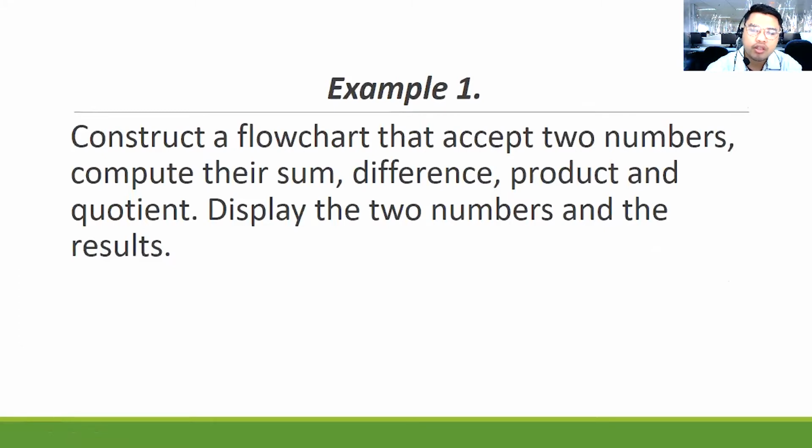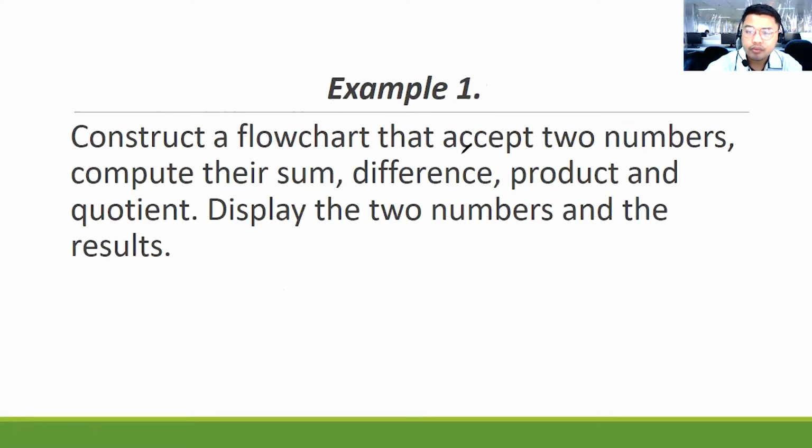Construct a flowchart that accepts two numbers, computes their sum, difference, product, and quotient, then displays the two numbers and the results. In writing a computer program, it is important to understand the problem statement first. Once you understand the problem statement, we can identify the input, process, and output of the problem. So let's get the input, process, and output first.